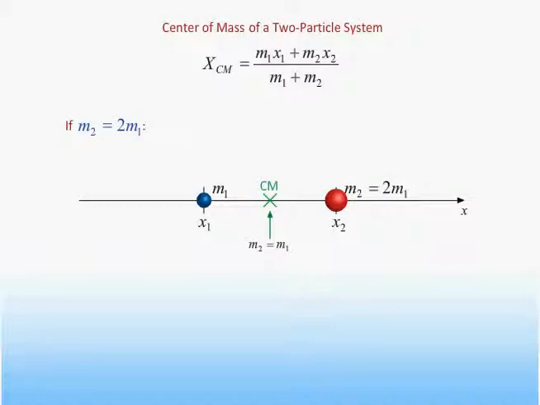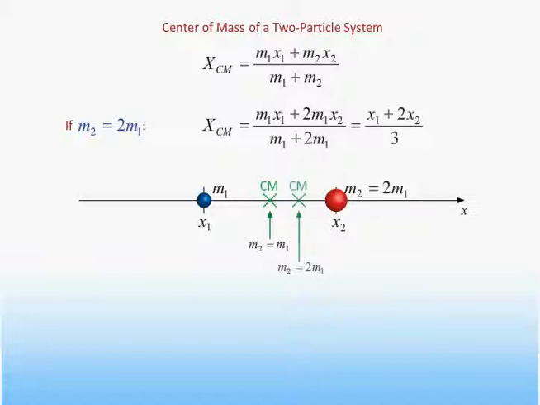If, on the other hand, one mass is twice as big as the other, it will count for twice as much in the average, which means the center of mass will be closer to the heavier particle than the lighter one, which also seems reasonable.